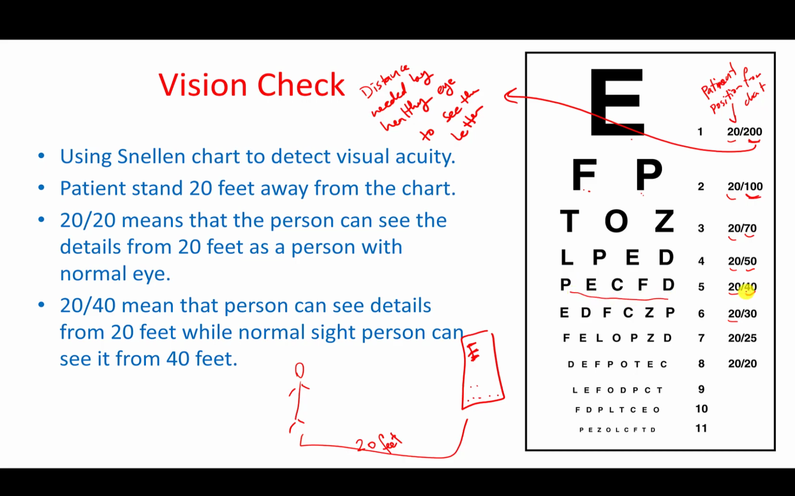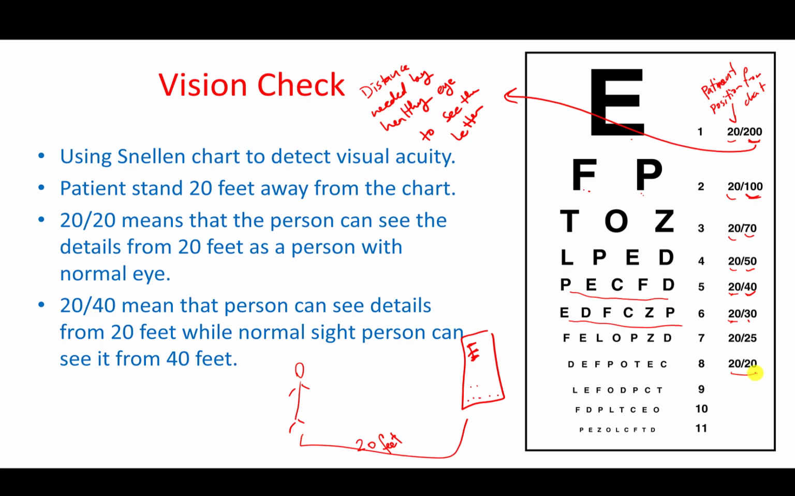So if the patient comes in and cannot see those letters even if they are standing at 20 feet, it means their vision is 20/40, right? This means that they need to stand at 20 feet in order to see what a person with a healthy eye would see at 40 feet. Same thing here. If they cannot see this line, it means they cannot see at 20 feet what a healthy individual would be able to see from 30 feet, and so on.